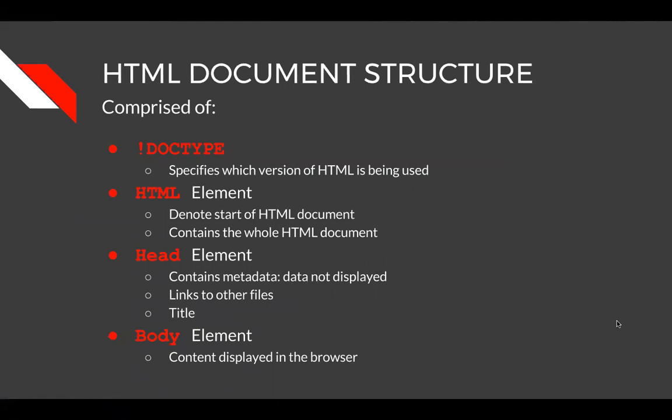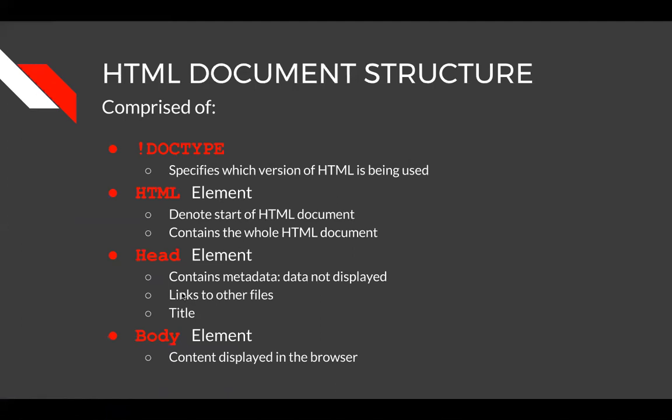With that, we'll then jump into the document structure. So every HTML file has a general document structure that they all follow. We have the doc type, HTML, head, and body. These are the different elements that are involved in the structure. Doc type specifies which version of HTML is being used. The HTML element denotes the start of an HTML element. It contains the whole HTML element.